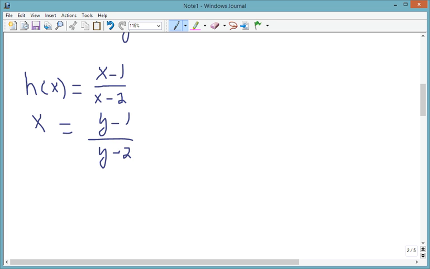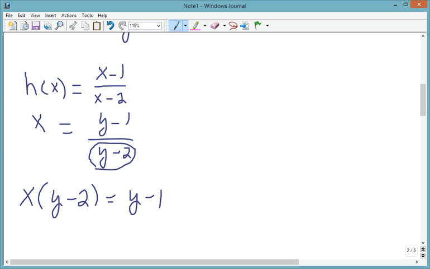Well, it's just the same as when we had x's or something. If we have two variables, two y's, and we're solving for that variable, then we have to try to get them all together on the same side. So the first thing you'd want to do is multiply by this whole denominator. So we'd have x times y minus 2 equals y minus 1. And that gets our y out of the denominator. So that's the first thing. We have to have it out of the denominator.